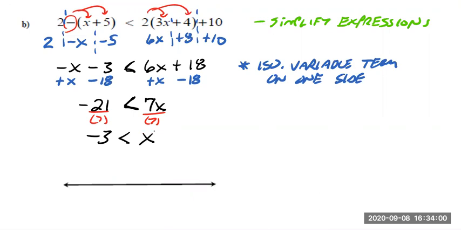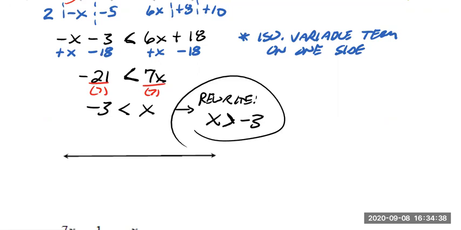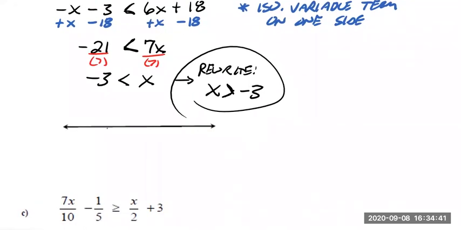Now, what I like to do is rewrite this as x, and if we write the x first and read it, x is greater than, we need to make sure the symbol follows or is opening up to the x to get the correct meaning. So if -3 is less than x, that means that x is greater than -3. So if -3 is less than a number, then the number has to be greater than -3. So here's how I like to have my answer. X is greater than -3.